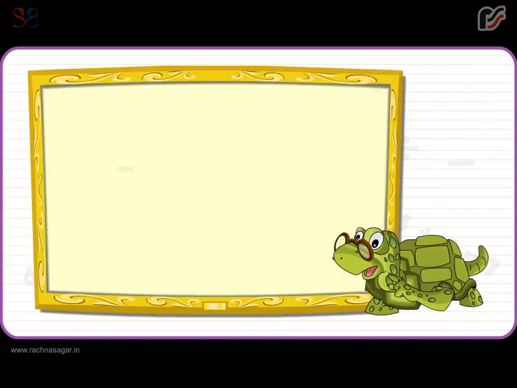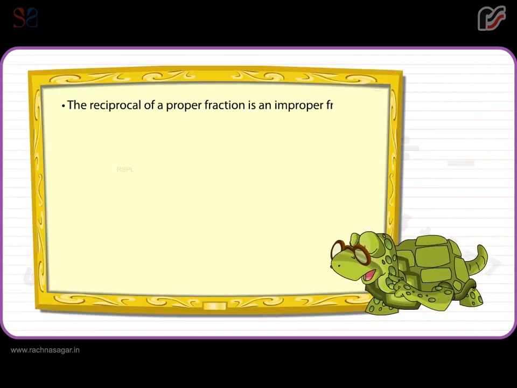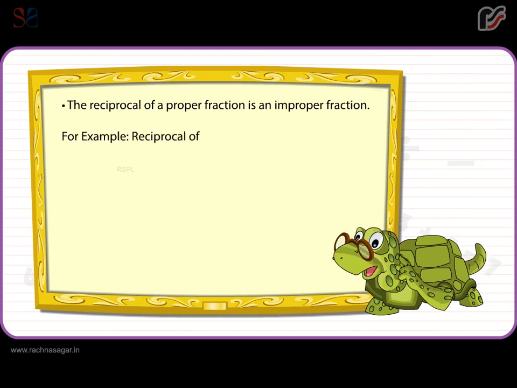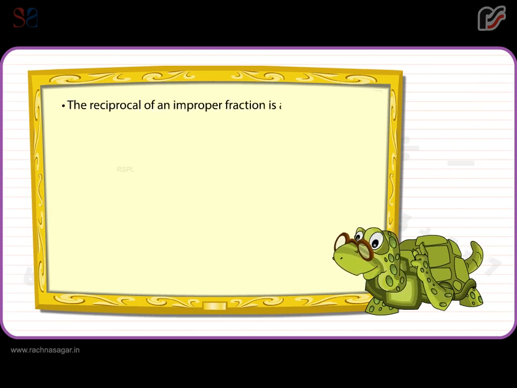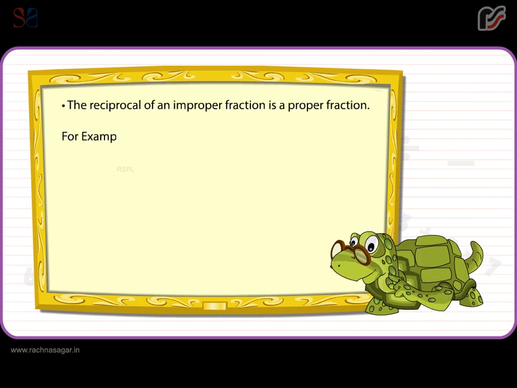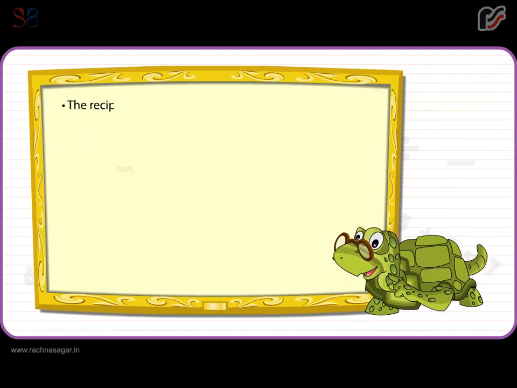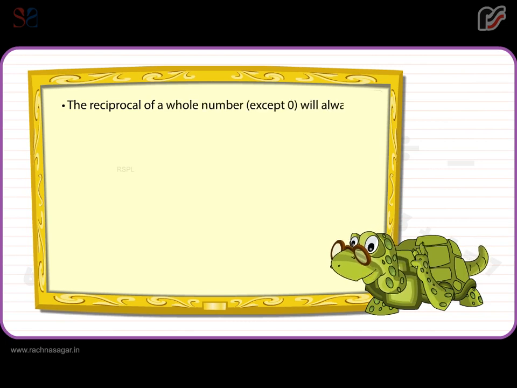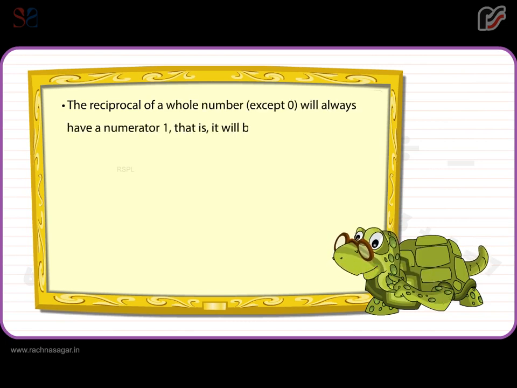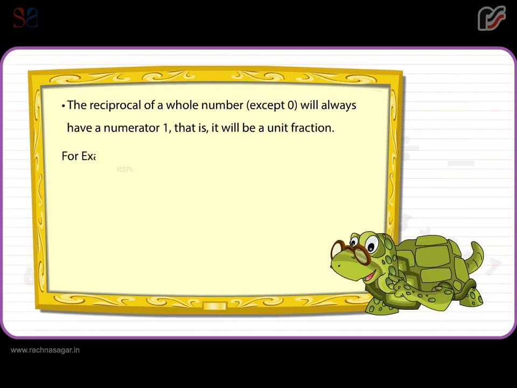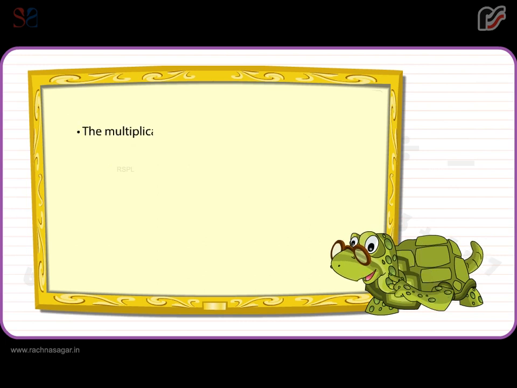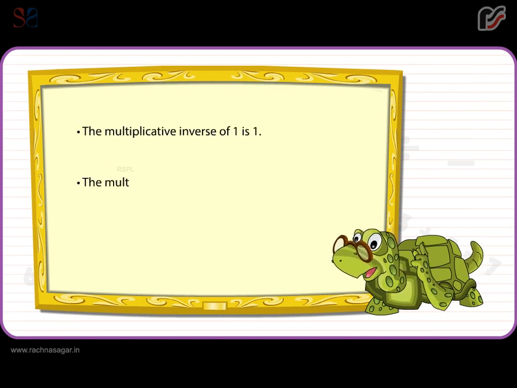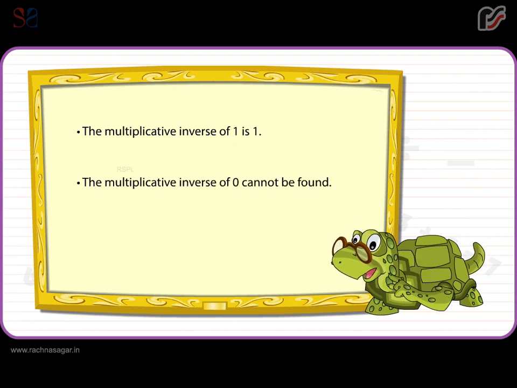Important facts. The reciprocal of a proper fraction is an improper fraction. For example, the reciprocal of 5/18 is 18/5. The reciprocal of an improper fraction is a proper fraction. For example, the reciprocal of 15/4 is 4/15. The reciprocal of a whole number except 0 will always have a numerator 1. That is, it will be a unit fraction. For example, the reciprocal of 90 is 1/90. The multiplicative inverse of 1 is 1. The multiplicative inverse of 0 cannot be found.